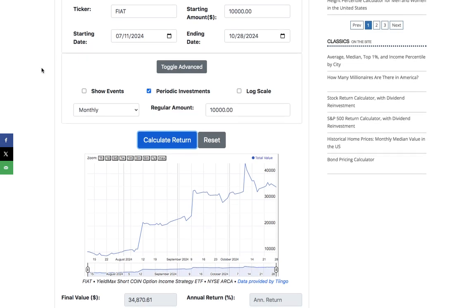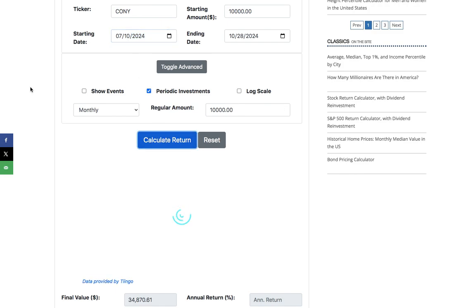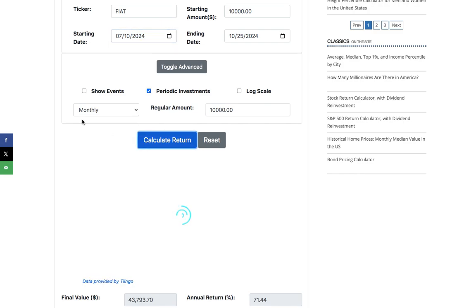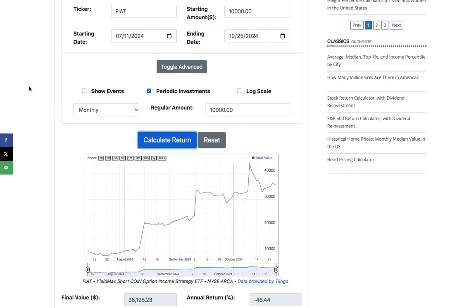We see blindly averaging into Fiat loses just over $5 grand, 5.1K. Blindly averaging into CONY during that time, it's a little different number. Let's get the exact same number. So Coinbase makes 3.7 grand and Fiat loses about 3.7 grand. So they really are neutral. They really do wash each other out.